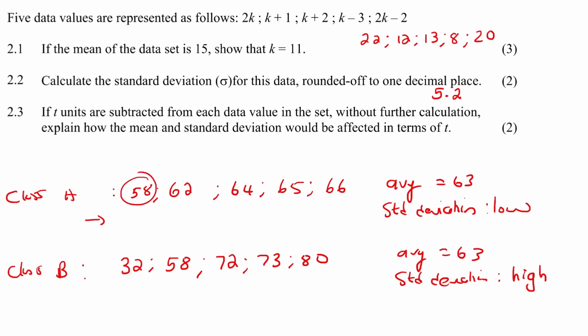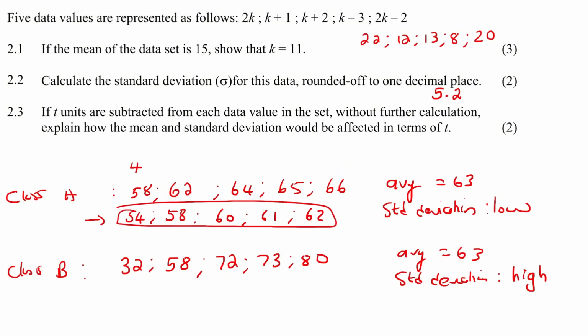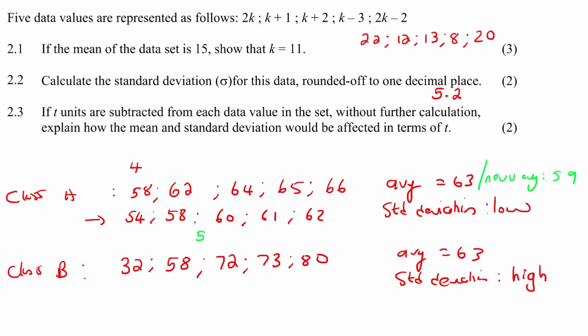Let's say I subtract 4 from every single one of these. Then this would become 54. This would become 58, 60, 61, and 62. If you had to now go work out the new average, it would be exactly 4 lower, so it would now be 59. But look at the standard deviation. Remember that the new average is 59 because it would be 4 less.